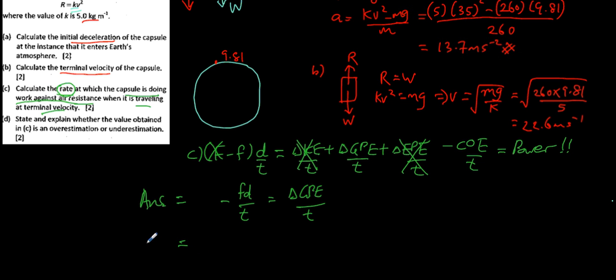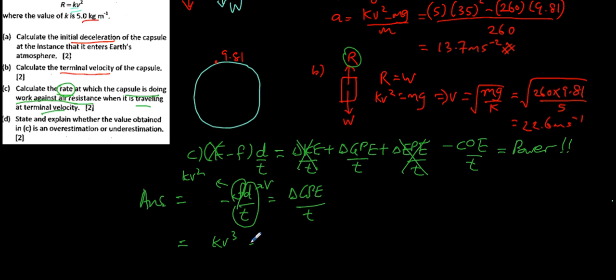Let's try to find part C. So F is what? F is the friction. The friction is R actually. R is the friction, okay? So R is equal to kV squared. So F alone is kV squared. What about D over T? D over T is also speed. The distance divided by the time is speed. So kV squared times V is kV cubed.